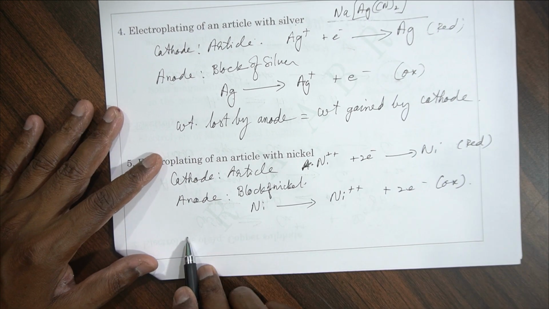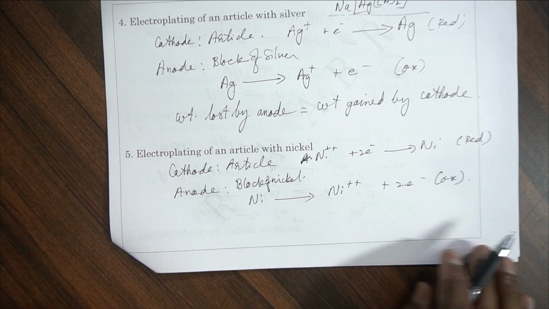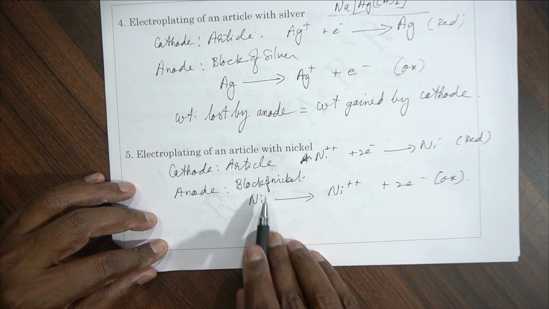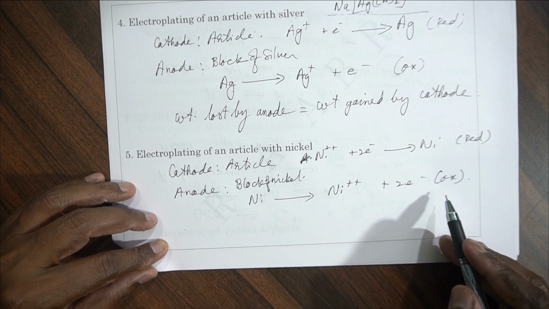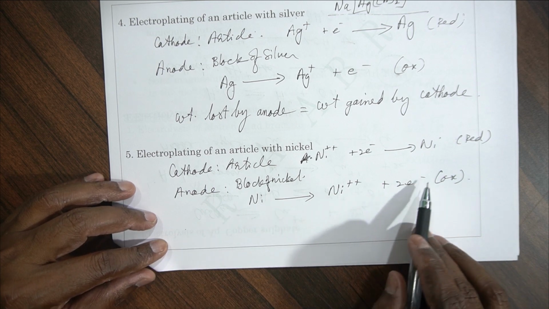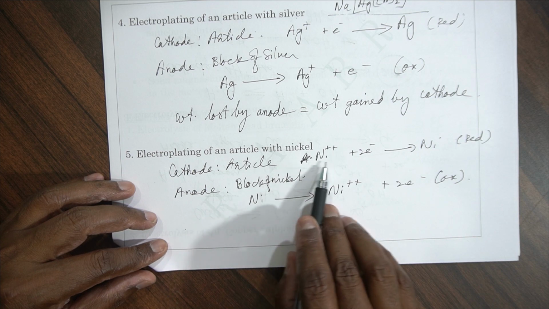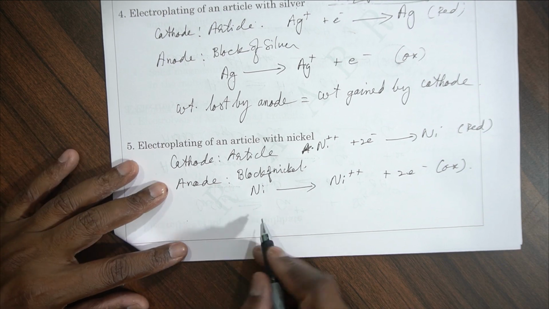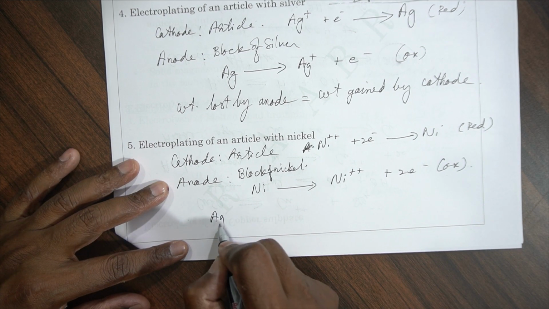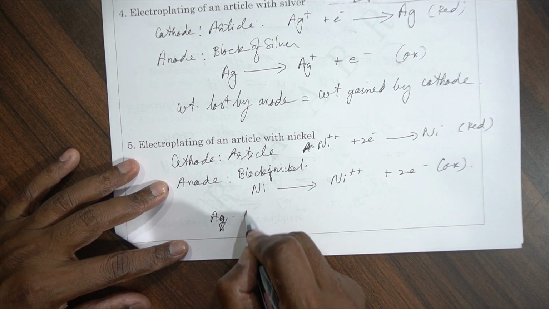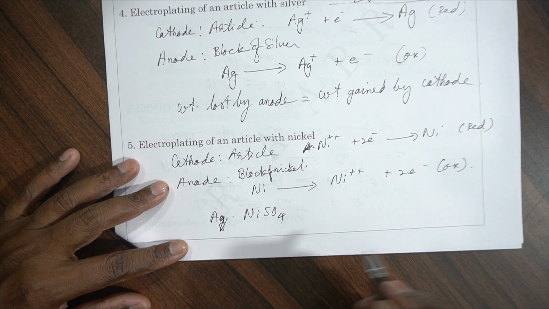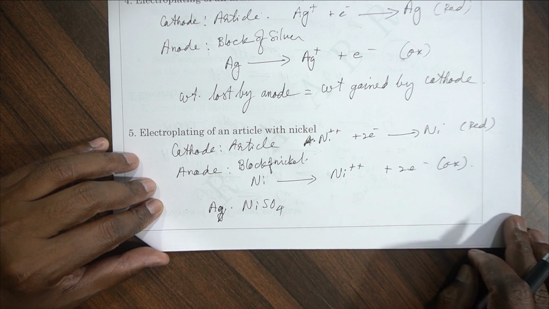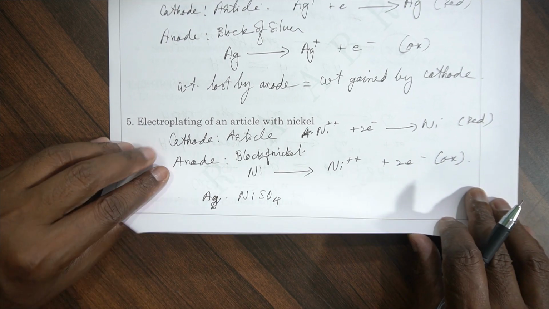The same thing applies here. Weight lost by anode is equal to weight gained by cathode, because the anode continuously loses mass as the metal is changing into ions and moving into solution, and the nickel ions will go to the article at the cathode and there it is getting deposited. The cathode gains mass. Now what will be the electrolyte? An aqueous solution of nickel sulfate is the electrolyte here, which will produce these nickel ions. Okay, so I think you understood. This can be a question.